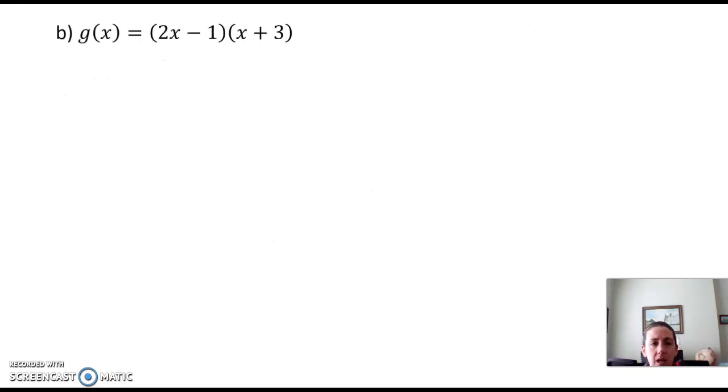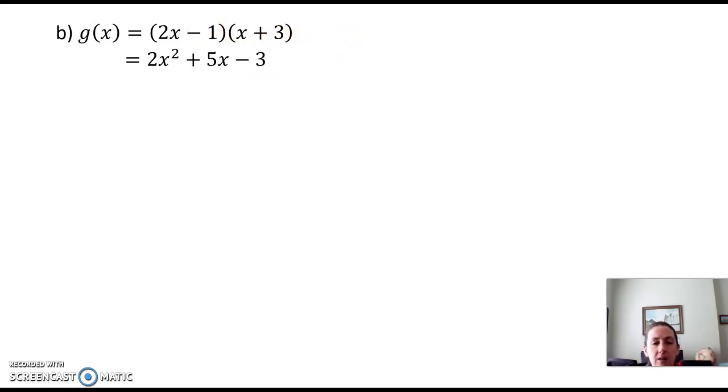Let's do another one. Let's find the axis of symmetry and the vertex of 2x minus 1 times x plus 3. Now, of course, this is not in that nice standard form, ax squared plus bx plus c, so what we'll need to do is distribute. Everybody in the first group will need to get multiplied to everybody in the second group and combine like terms to see that this is really 2x squared plus 5x minus 3.